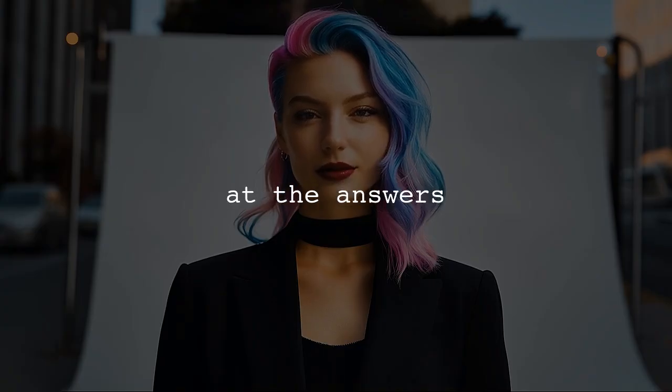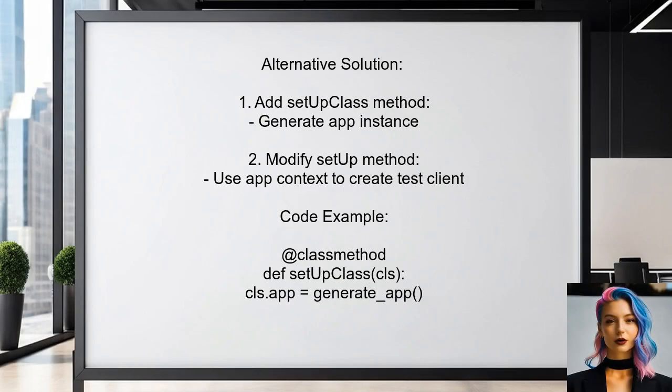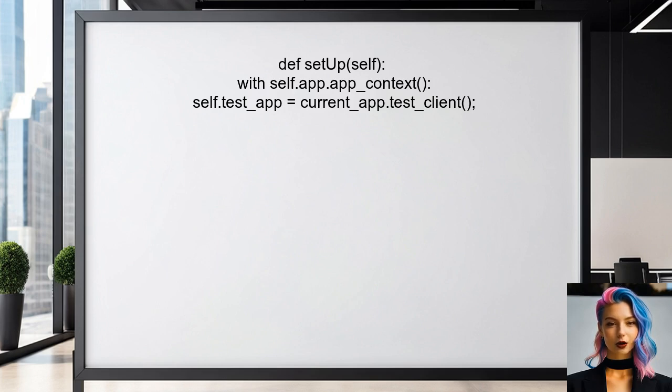Now, let's look at the answers provided by other users. An alternative solution suggests modifying your test-based class. First, add a setup class method to generate the app instance. Then, in the setup method, use the app context to create the test client. This ensures that your tests run within the application context.